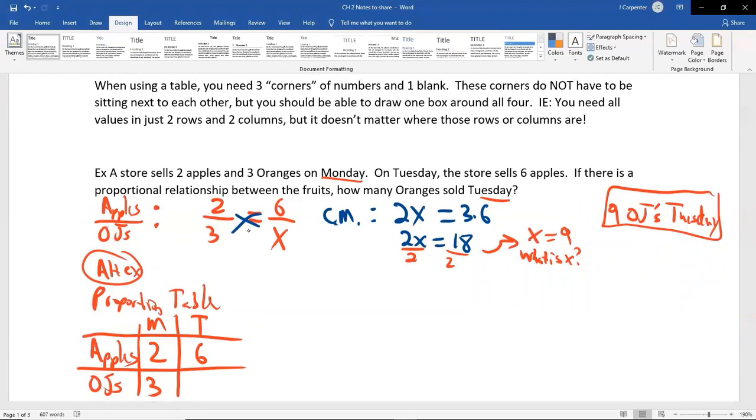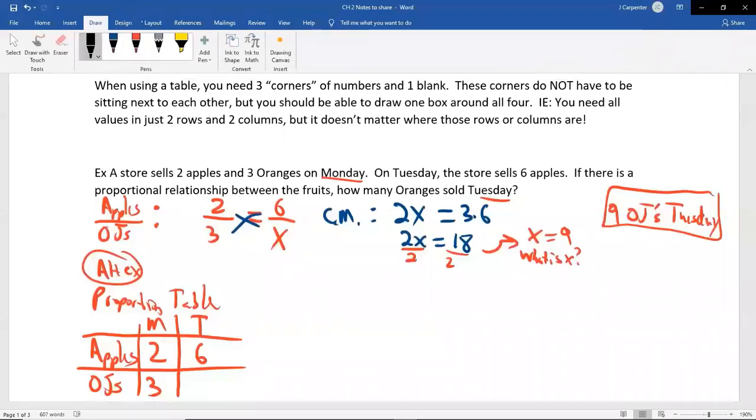These corners do not have to be sitting next to each other. They are in this instance. I'll give you an example where they aren't next. But you should be able to draw one box around all 4 of these. And then that's what I'm talking about with the corners. You're going to draw your own box around this somewhere. So like this would be me drawing a box around some numbers.